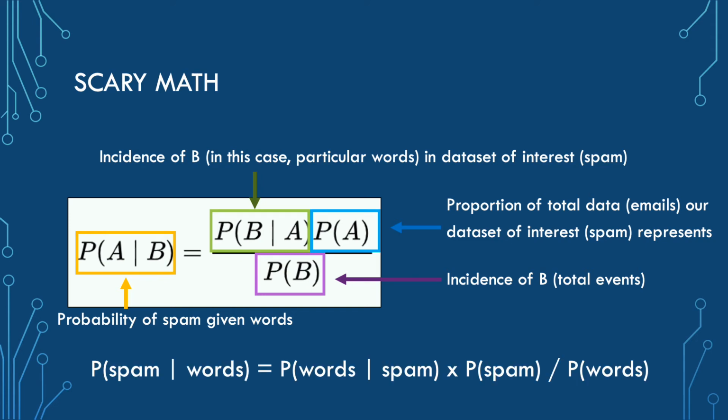In terms of probability speak, we then say the probability of spam, given that we know that an email contains a certain sequence of words, is equal to the probability that the certain sequence of words exists in a known spam email times the proportion of spam emails divided by the total number of emails that contains this particular sequence of words.